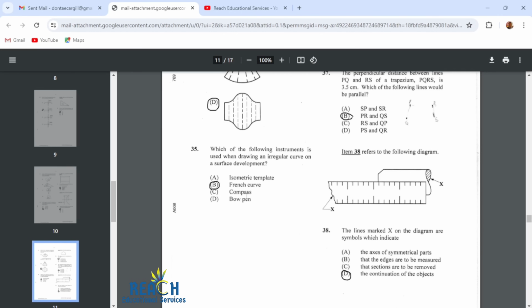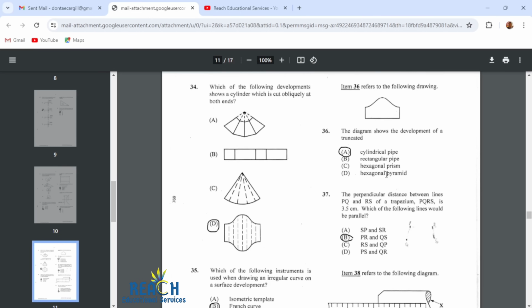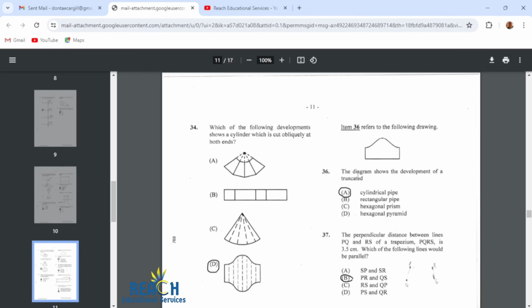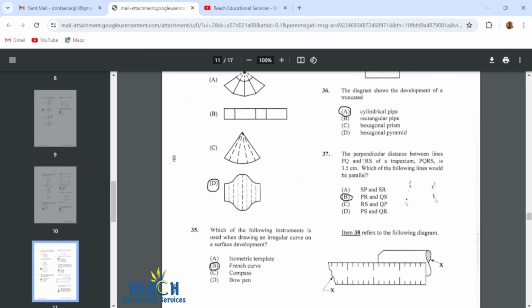Item 35. Which of the following instruments is used when drawing an irregular curve on a surface development? And what you would use would be a French curve. Item 36. The diagram shows the development of a truncated cylindrical pipe. And you can see if you fold that, then you would end up getting a cylindrical pipe and the top of the pipe would be cut off, which means it's truncated.